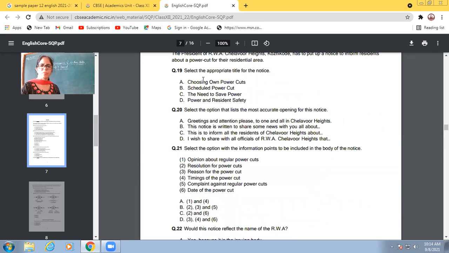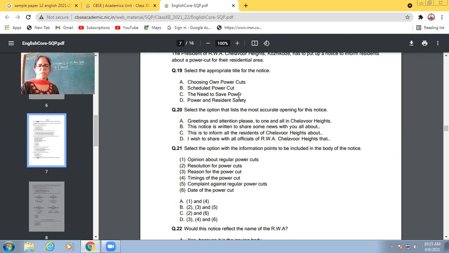So the appropriate title for the notice. Out of these: choosing own power cuts, scheduled power cuts, the need to save power, and resident safety. The B option is correct, because this is formal, this is the schedule. When we write the title for the notice, it should convey the theme of the whole notice. The main purpose of writing a notice is to inform the people about the scheduled power cut, and that is what is being written in the title. The other options are distractors only.